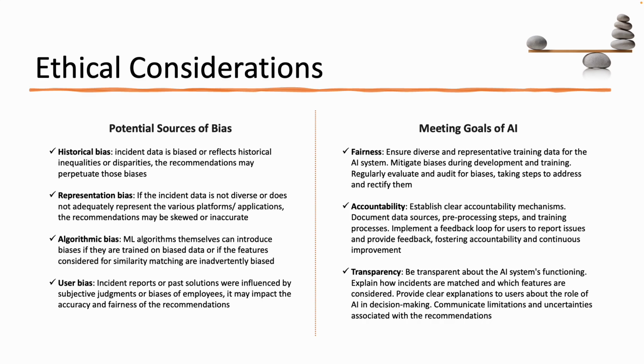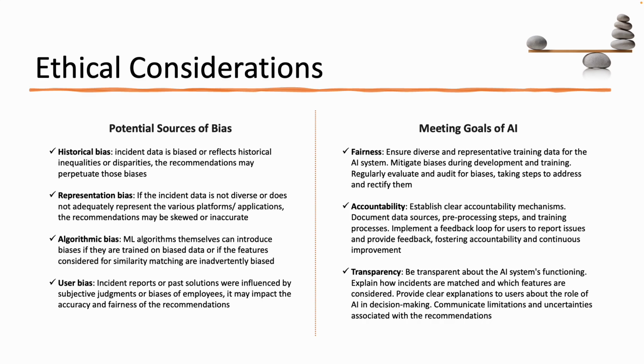Finally, how are we meeting goals of an ethical AI? First and foremost, from fairness standpoint, we want to ensure diverse and representative training data for the AI system, which will help in mitigating biases, regularly evaluate and audit for biases, and take steps to mitigate and rectify the issues. From accountability standpoint, we want to establish clear accountability mechanisms. We want to document the sources of data, pre-processing steps, the testing steps, the training, etc.